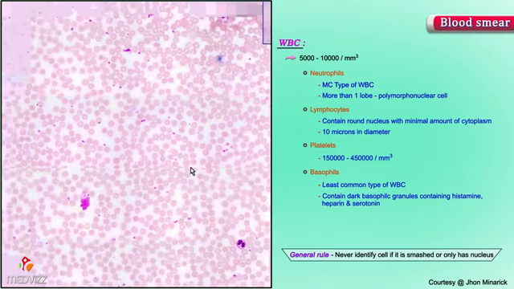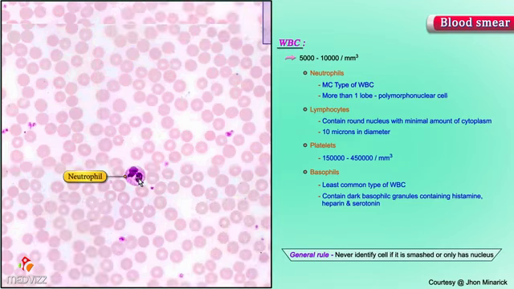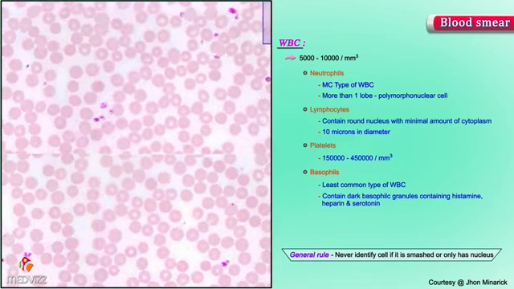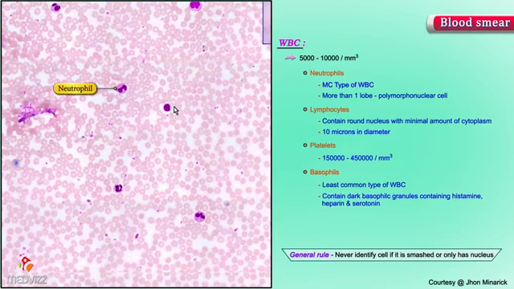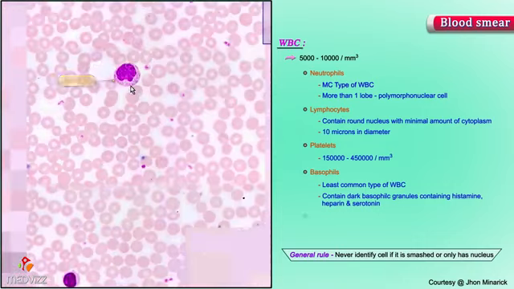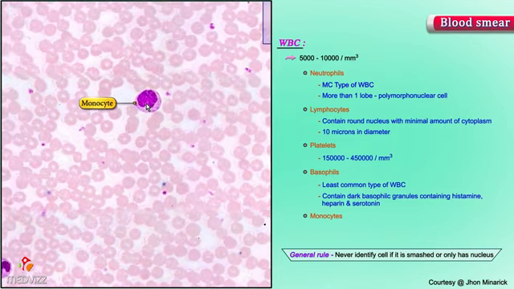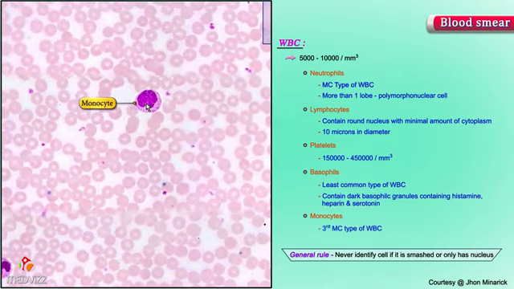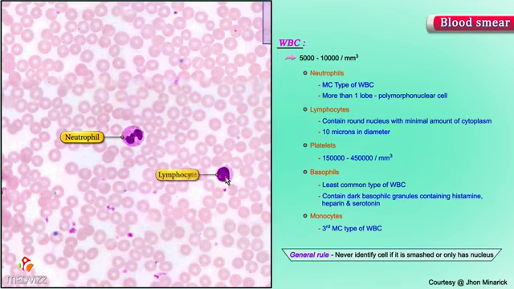Let's go back, find a few more cells, and then we'll call it a day. Here is a granulocyte or a neutrophil. Here is another neutrophil. Here's a lymphocyte. And here's an interesting cell that has somewhat of a convoluted nucleus, but it's not polylobed, and it has granules. This is a classical monocyte. This is the third most common type of white cell, after the neutrophil and the lymphocyte. This is a monocyte. This is a neutrophil. This is a lymphocyte.